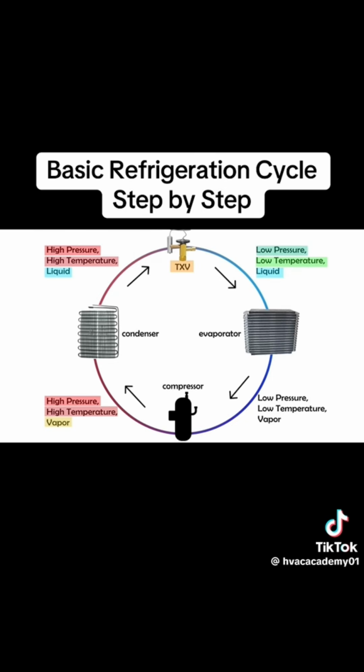Now, this low-pressure, low-temperature liquid enters the evaporator coil, usually located indoors. Inside the evaporator, the refrigerant absorbs heat from the surrounding air, typically from inside a room or a building. As it absorbs heat, it boils and changes state from liquid to vapor, another phase change. The result is low-pressure, low-temperature vapor, which is exactly what the compressor needs to start the cycle again. This stage is why we feel cool air indoors. The evaporator is taking heat out of the air.